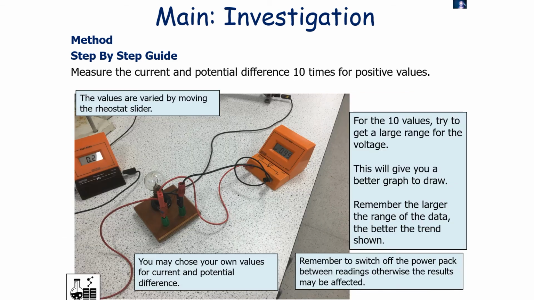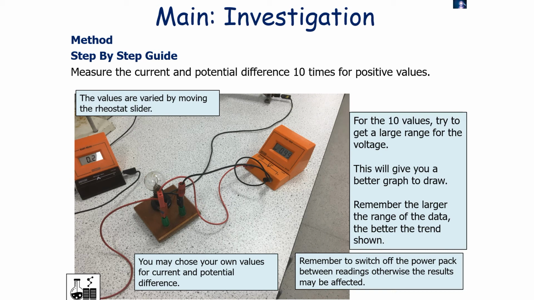the filament bulb. So what you would then do is you'd measure the current and the potential difference 10 times for positive values. Now the values are varied by moving the rheostat slider, and you may choose your own values for current and potential difference. So for the 10 values, try to get a large range for the potential difference, as this will give you a better graph to draw.